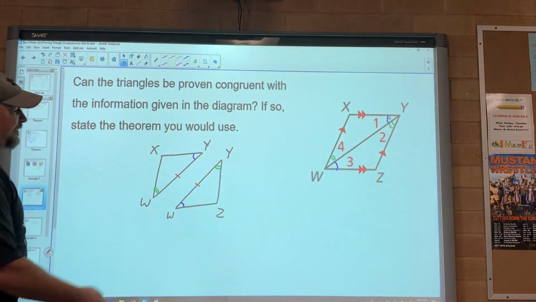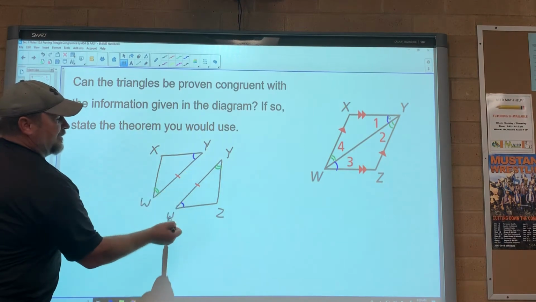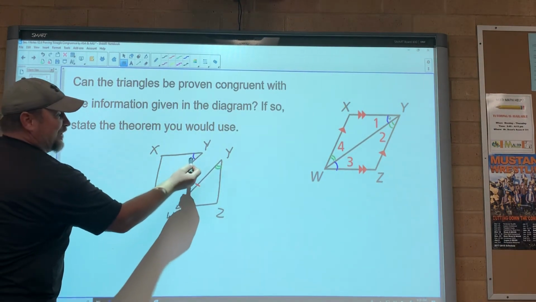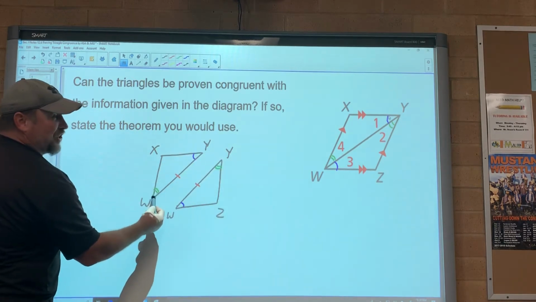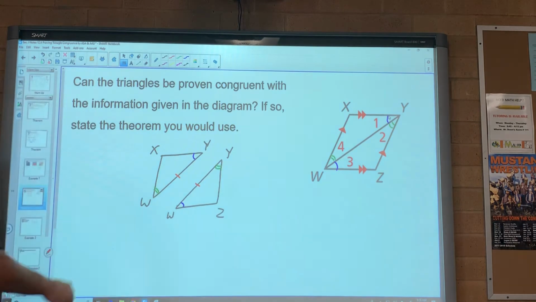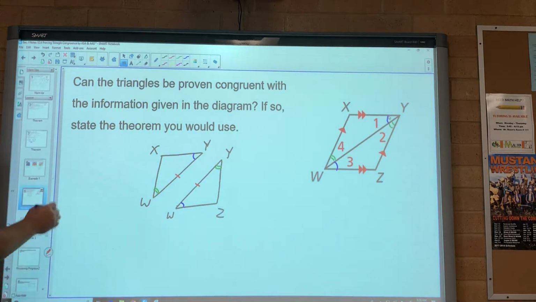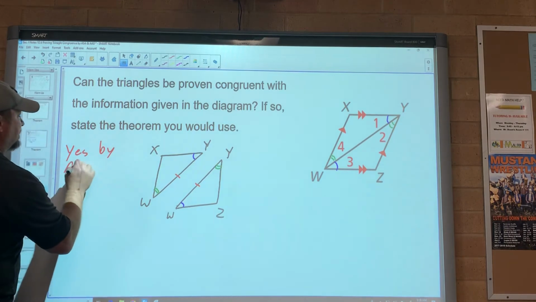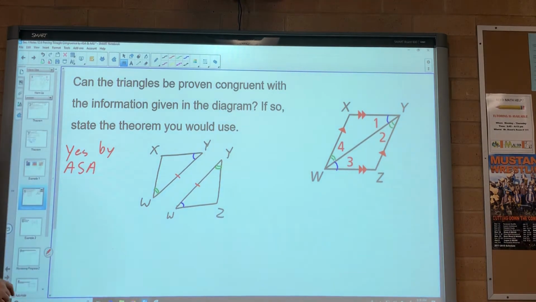And now we have angle, side, angle, angle, side, angle. Notice I went angle, side, angle here, but then I went up here because I started with the green one. So I'm starting with the green one. That's why I love the colors. I think the colors help out a ton. So this is yes by angle, side, angle. And now I want to write a statement.